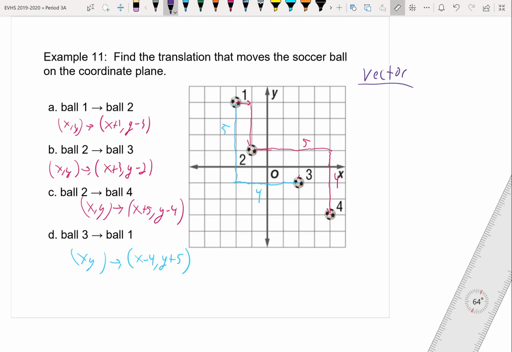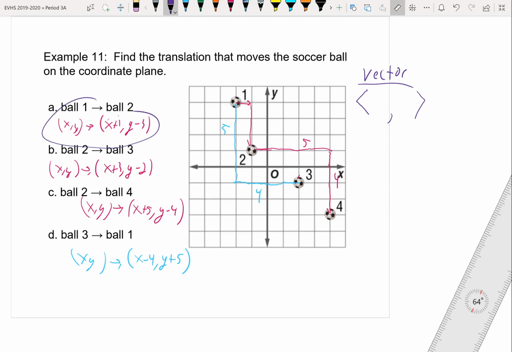Now, the way that we write vectors is same idea as all these translations. Actually, all they are is just another way of writing translations. But instead of writing this, because this is a little bit of cumbersome notation, I'm going to write it with angle braces. Now, this angle braces means move. And the first coordinate is going to be an x translation. The second coordinate is going to be a y translation.